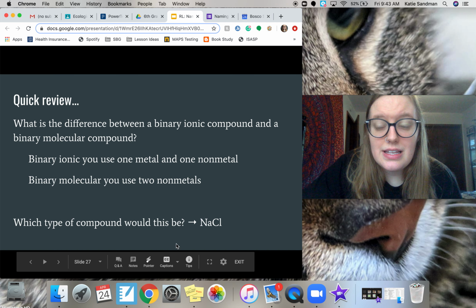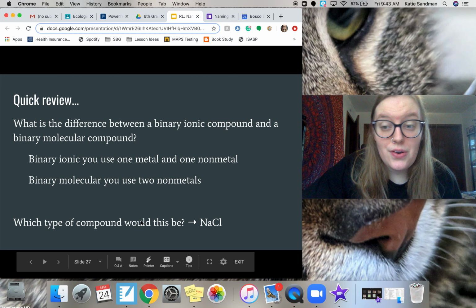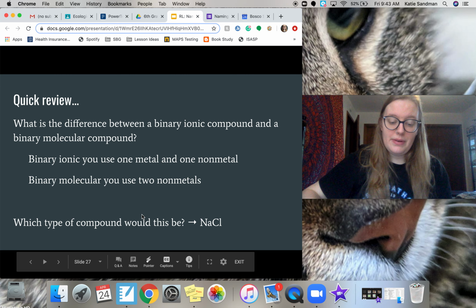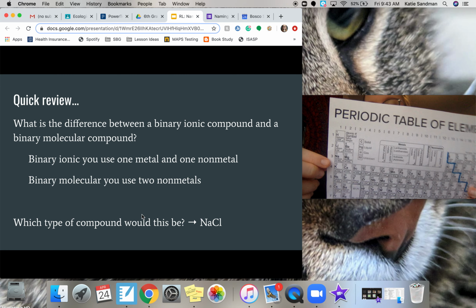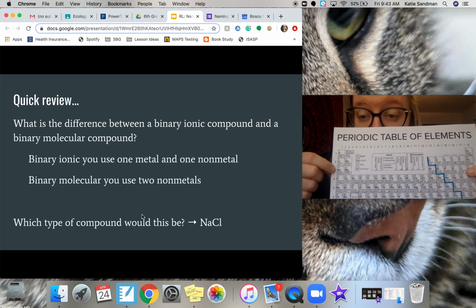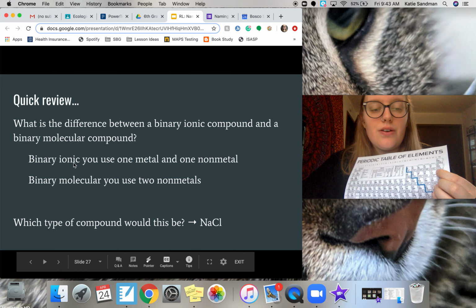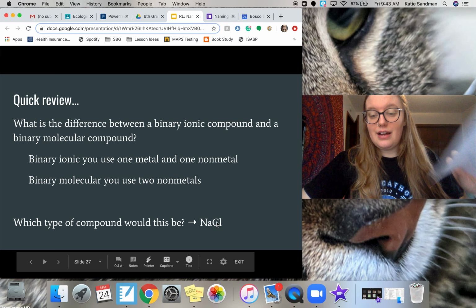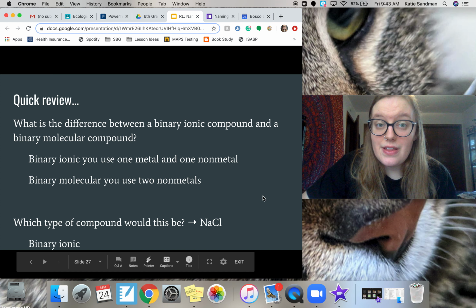Looking at this compound, we have NaCl. What kind of compound is that going to be? We need to look at a periodic table. Straight away, we have Na. Na is a metal, and Cl is a nonmetal. So this would be a binary ionic compound. And that's it for this part of it.